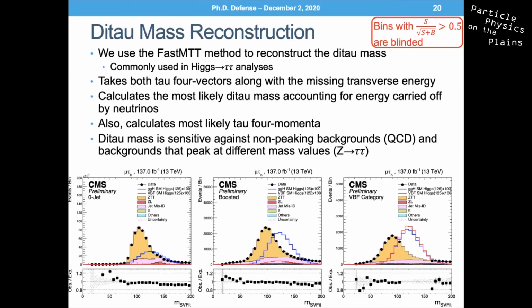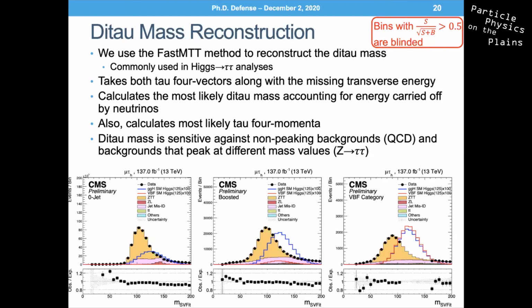What it does is it takes both of the tau four-vectors. When I say tau here, I mean the leptonically decaying tau and the hadronically decaying tau. It takes both tau four-vectors along with the missing energy, and it calculates the most likely di-tau mass after accounting for the energy that's carried off by the neutrinos. The missing energy is used to do that. It also calculates the most likely full tau four-momenta, so that's including the neutrinos and the two taus.